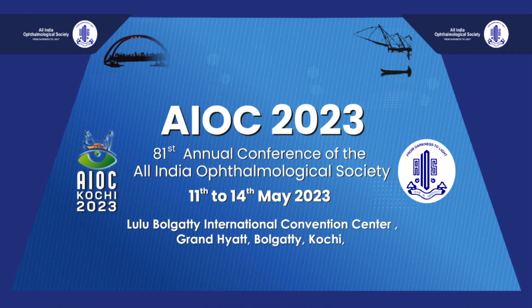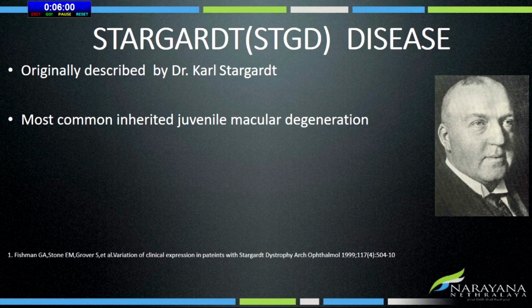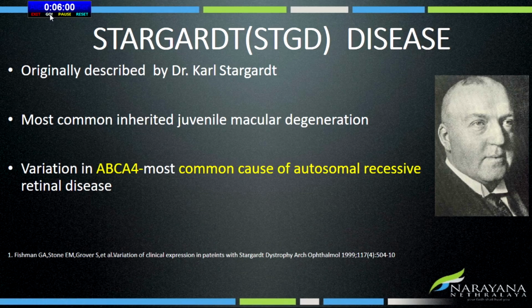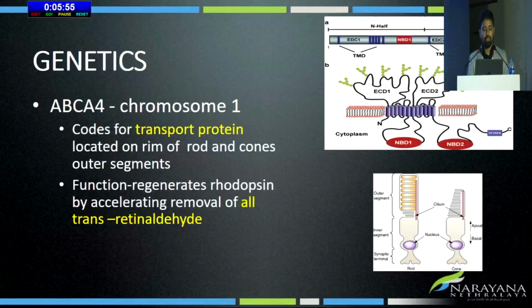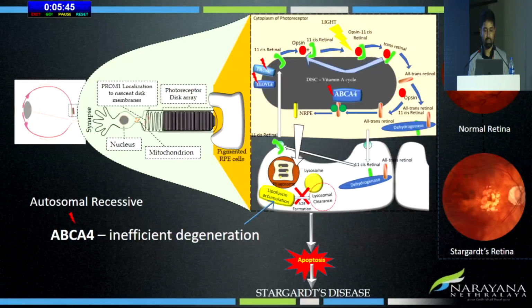Good afternoon everyone. As we all know, Stargardt's is the most common inherited juvenile macular degeneration, and ABCA4 gene mutation is the commonest, in 85% of Stargardt's. The ABCA4 gene is located in chromosome 1. Basically, it codes for a transport membrane protein, which is involved in all-trans retinaldehyde removal for rhodopsin synthesis. So, whenever there is a mutation in ABCA4, there will be inefficient degradation, thereby excessive accumulation, apoptosis, and disease manifestation.